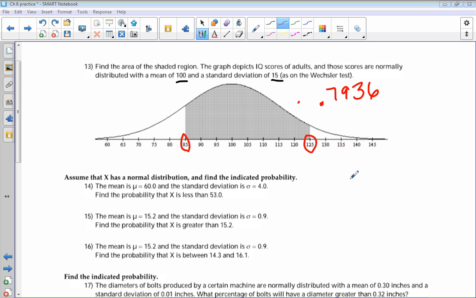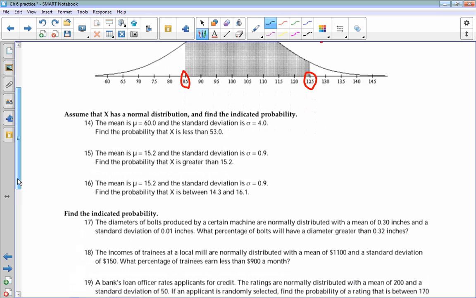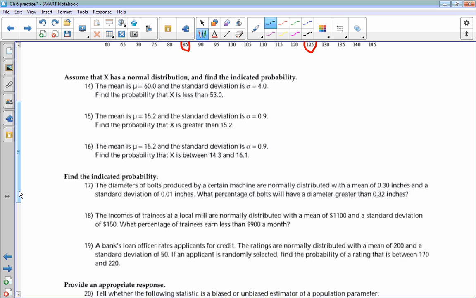So these are very similar to the one we just did. Again, I'm just going to do one of these, and I'm going to suggest that you draw a table or picture every single time, because that will help you keep track of what you're inputting into the calculator and what you're trying to find. So let's do 16. The mean mu is equal to 15.2 with the standard deviation sigma equal to 0.9. Find the probability that X is between 14.3 and 16.1.